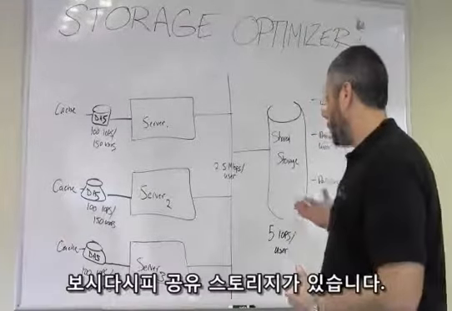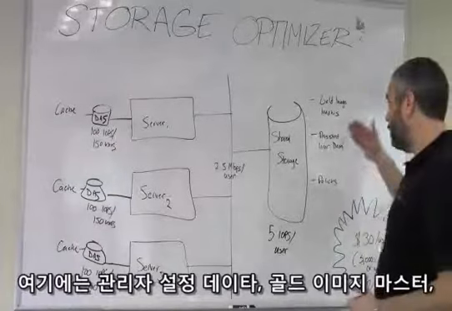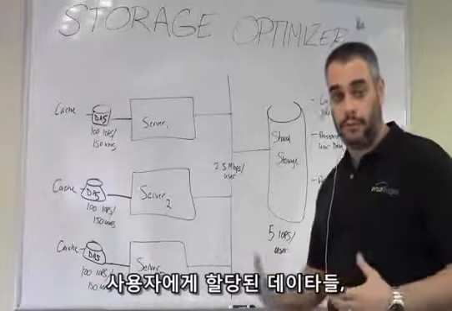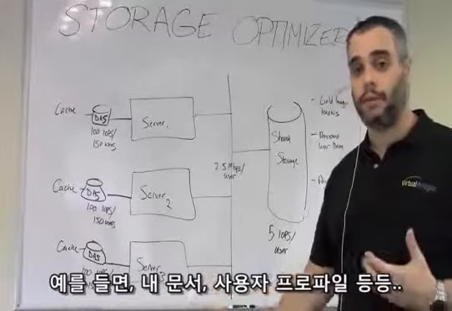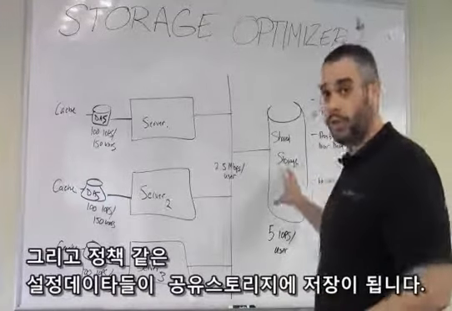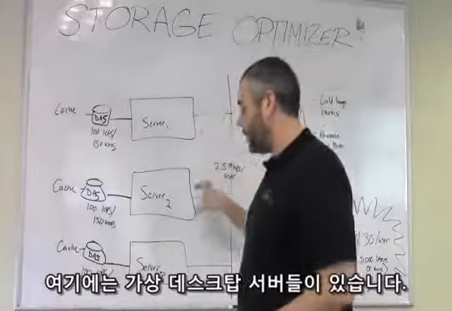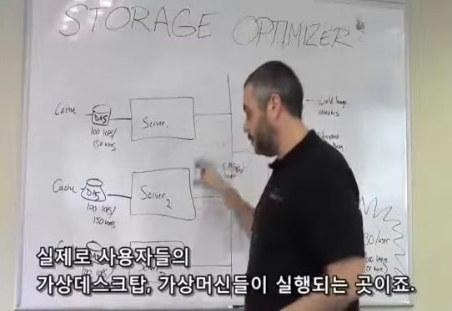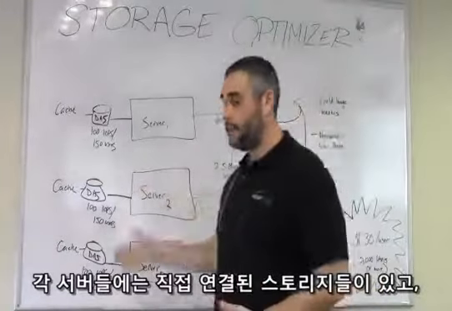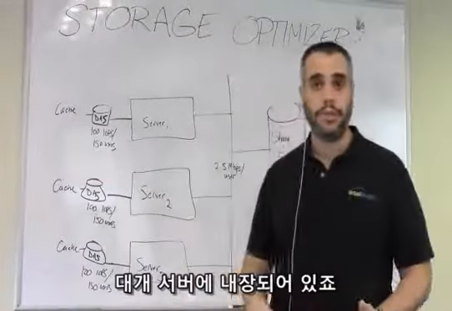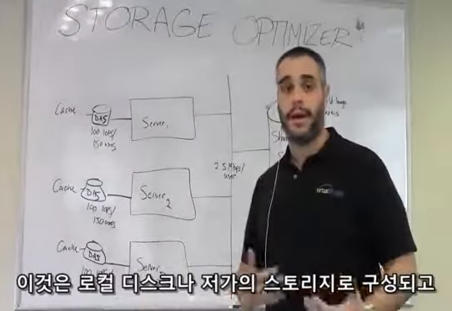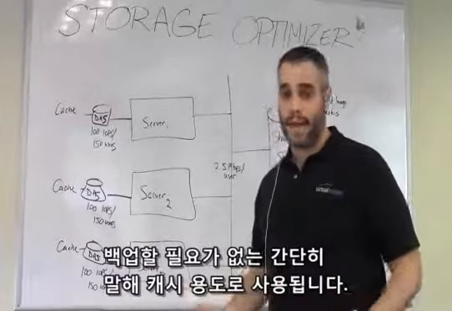So first you have your shared storage, where we keep the authoritative data, the gold image masters, the persistent user data, the user documents, profile settings, etc., and then policies for the entire system. Those all live on your shared storage. Then we have your virtual desktop servers that actually run your virtual desktop virtual machines. And then each server has some direct attached storage that's connected to it. Now this could be internal disk, or it can be some SAN LUN on some cheap storage that you can basically throw away, not back up, etc. It simply holds a cache.